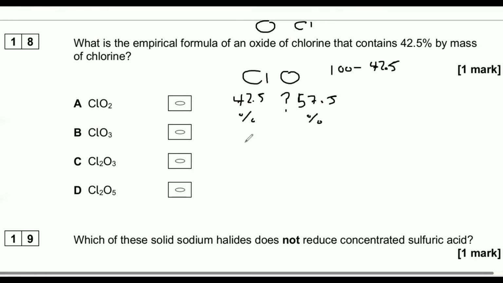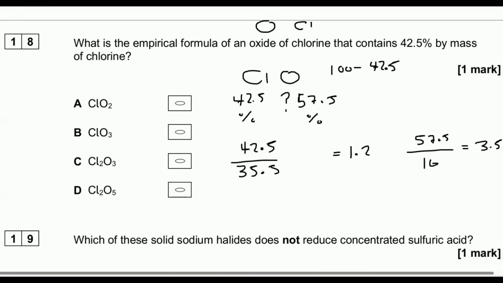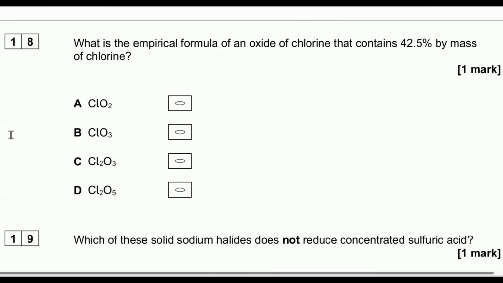Now, what do we do with empirical formula? Well, when you're given percentage instead of mass, we just pretend that the percentage is grams. So we just do 42.5, pretend it's grams, divide it by the AR to get the moles. So 42.5 over 35.5 should equal 1.2. And then 57.5 over 16, which is the AR of oxygen, should equal 3.5-ish, or 3.49. I think instead of 1.2 it was 1.19, but I've rounded here. Divide by the smallest for both to get the simplest ratio. You get 1 to 3. That's ClO3. B's the correct answer.